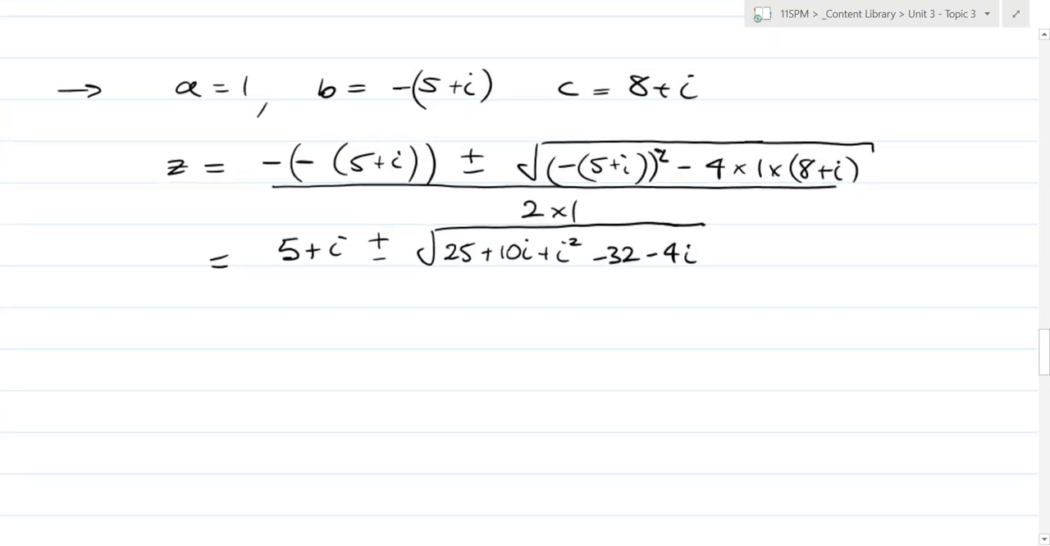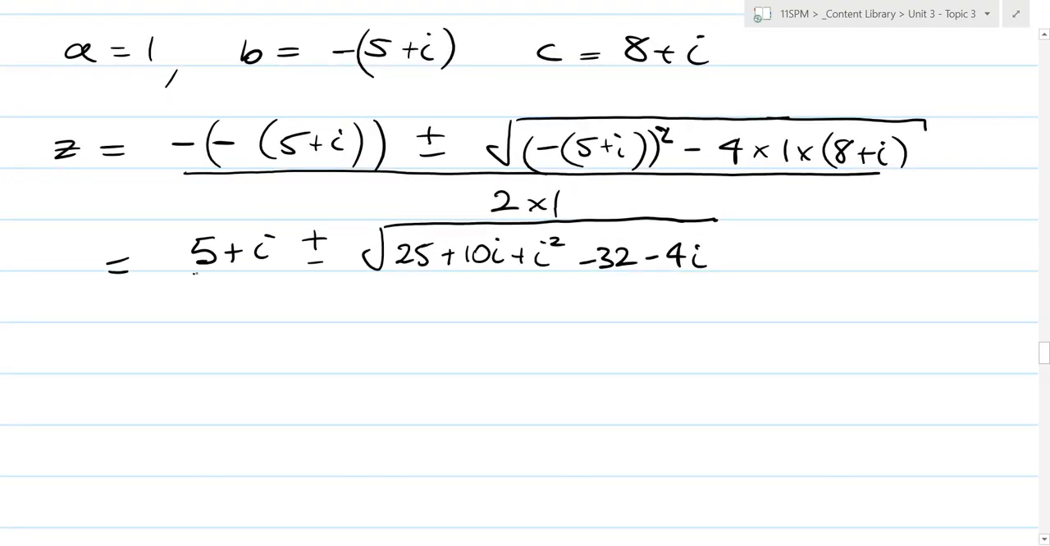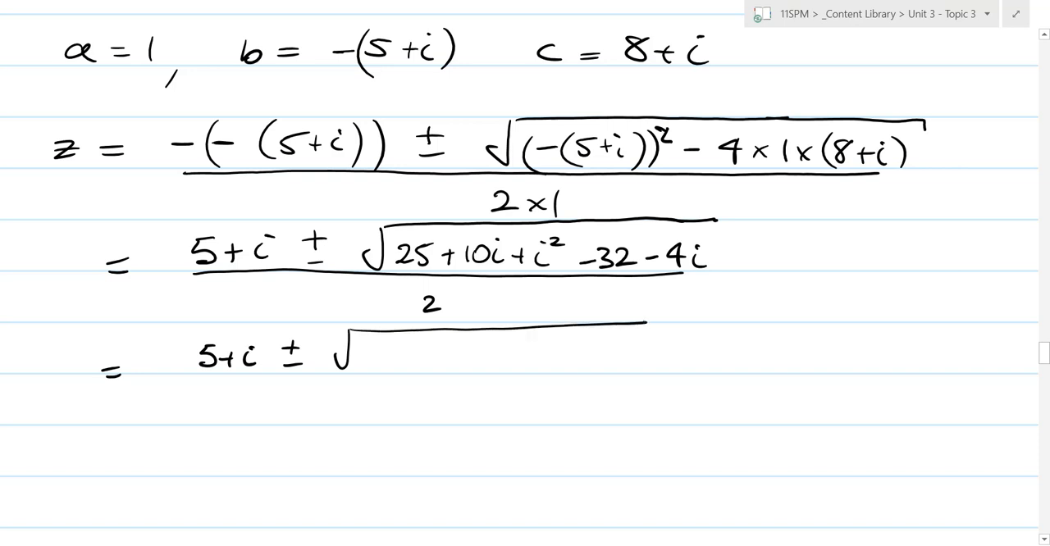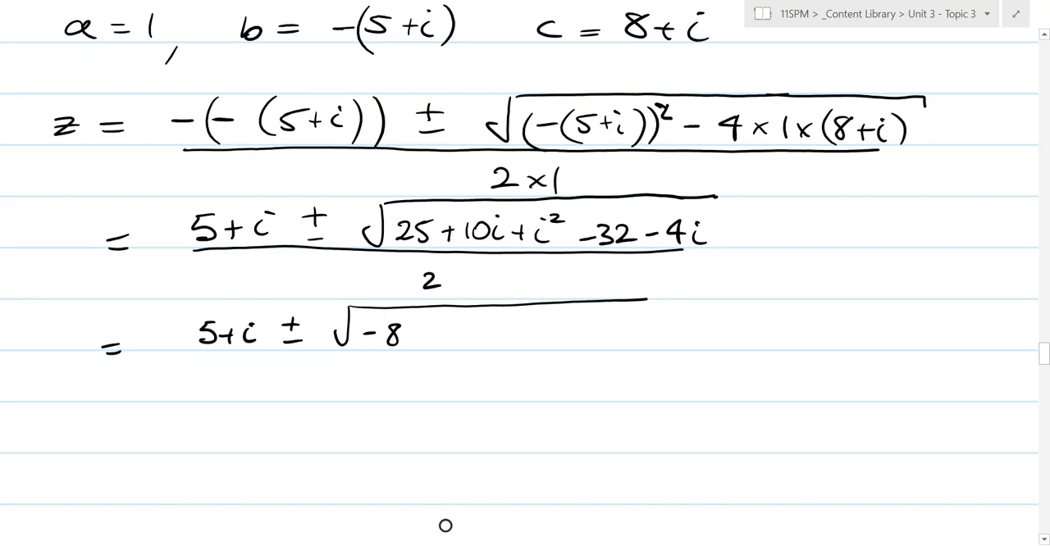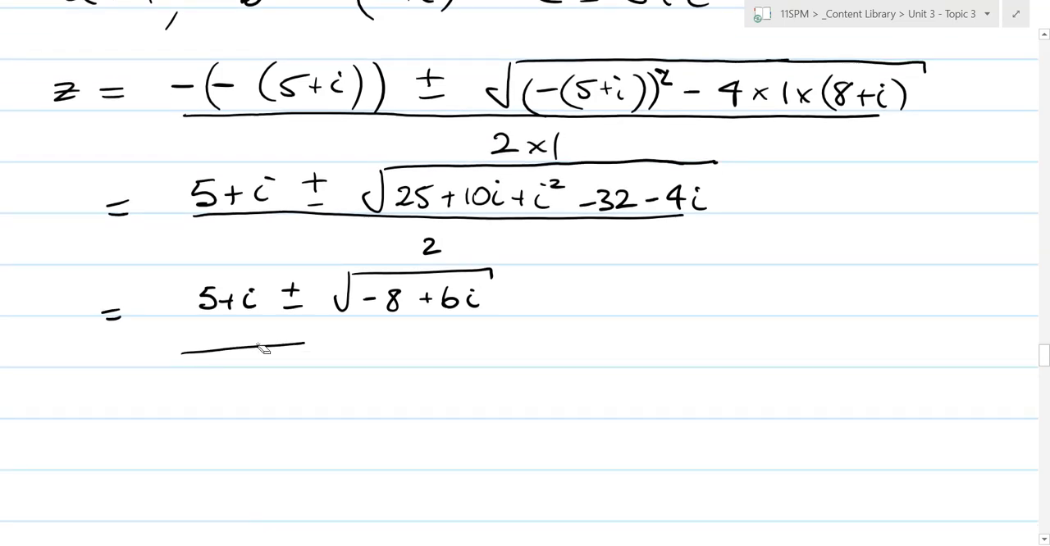I'll just zoom in on this bit now. This is equal to 5 plus i plus or minus the square root of 25 minus 1 from the i squared minus 32, which gives me negative 8, and then 10i minus 4i gives me plus 6i, all over 2. Now, I know from experience that that is the beginnings of a Pythagorean triple, which means it probably is going to give me something nice as a result.